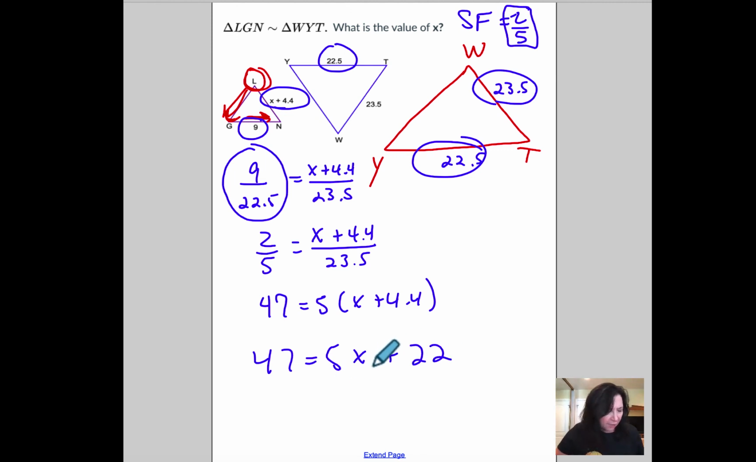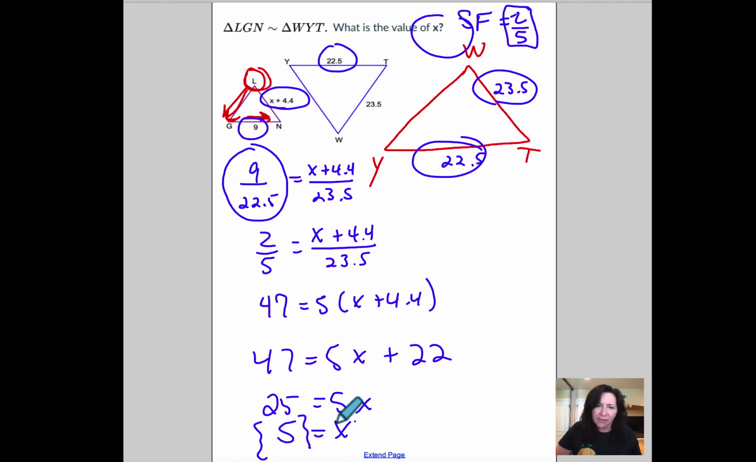I'm going to subtract 47 minus 22. I get 25 is equal to 5x, and I get x is equal to 5. It's an equation. Put it in a solution set, but then make sure you're answering the question. The question is, what's the value of x? Check. We did that. Moving on.